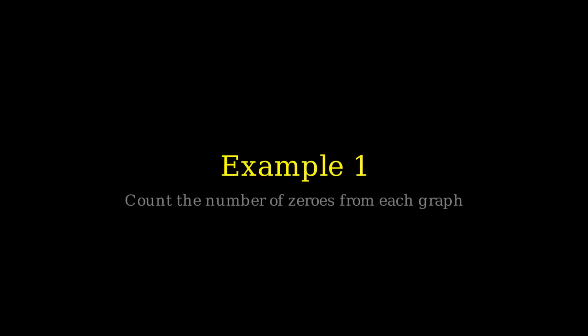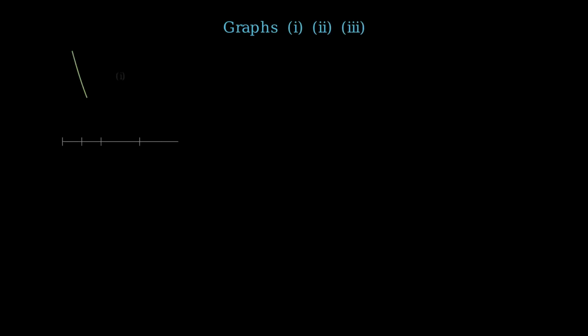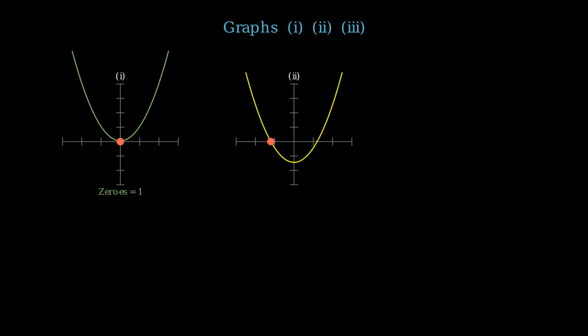Example 1. Count the number of zeros of each polynomial from its graph. Remember the key principle. The number of zeros equals the number of times the graph crosses or touches the x-axis. We are shown 2 rows of 3 minigraphs each. In the first row we have graphs 1, 2, and 3. Graph 1 shows a parabola that just touches the x-axis at its lowest point, the vertex. It touches the x-axis at exactly 1 point, so it has 1 zero.